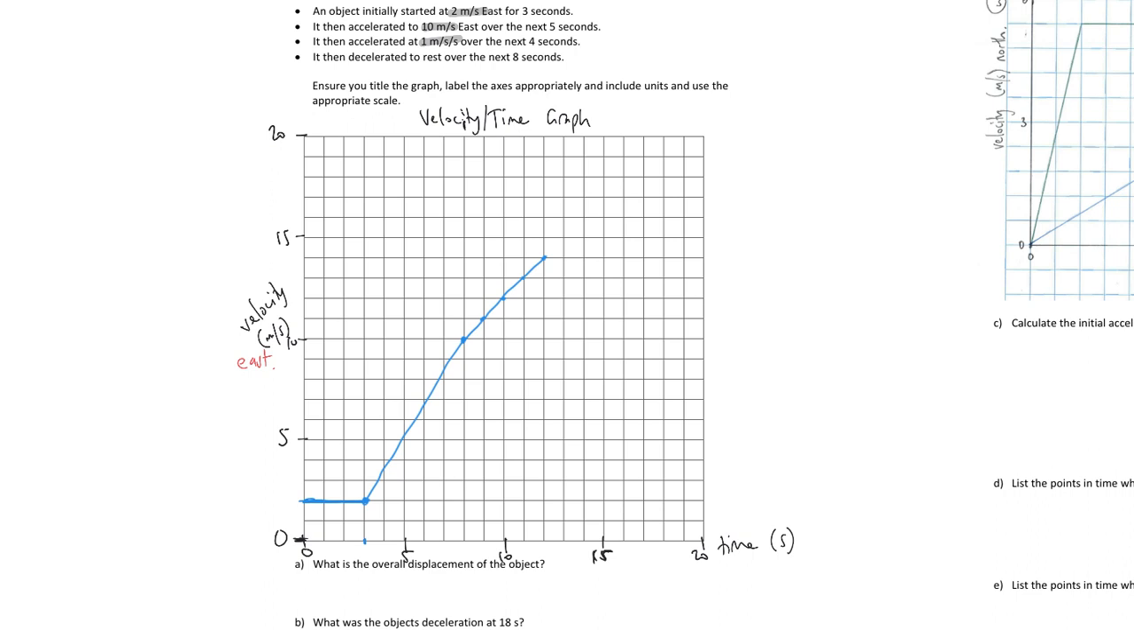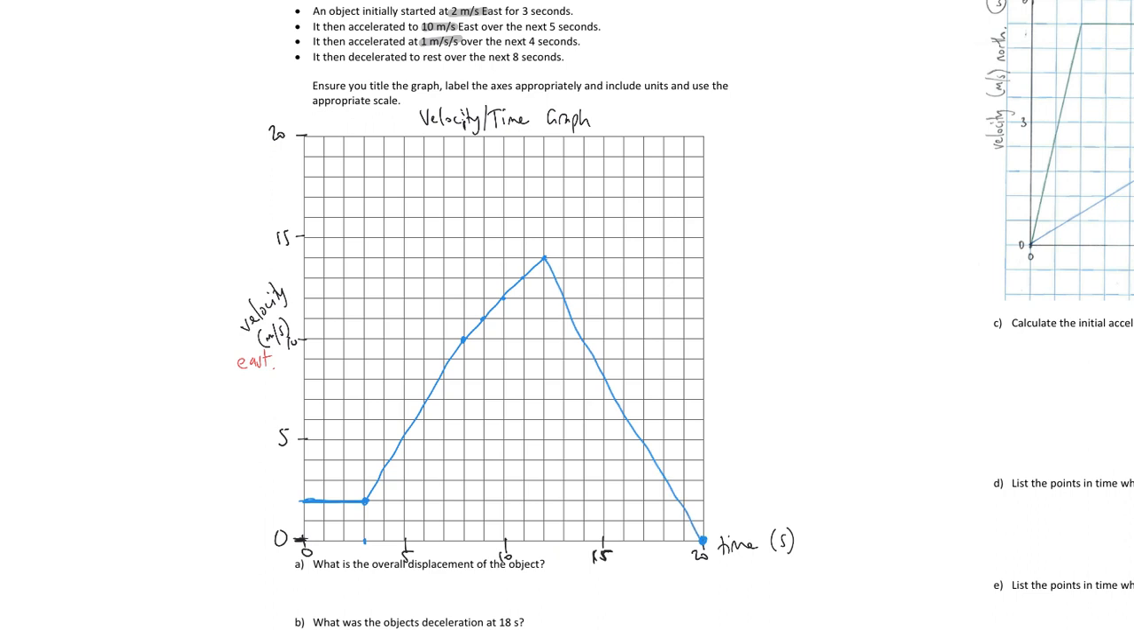And then it decelerated to rest over the next 8 seconds. Rest means it goes to 0, and 8 seconds later, 1, 2, 3, 4, 5, 6, 7, 8, it hits 20 seconds. So it goes to rest at the bottom 8 seconds later, which means you have to draw all the way down there. Okay, so that's that graph there.